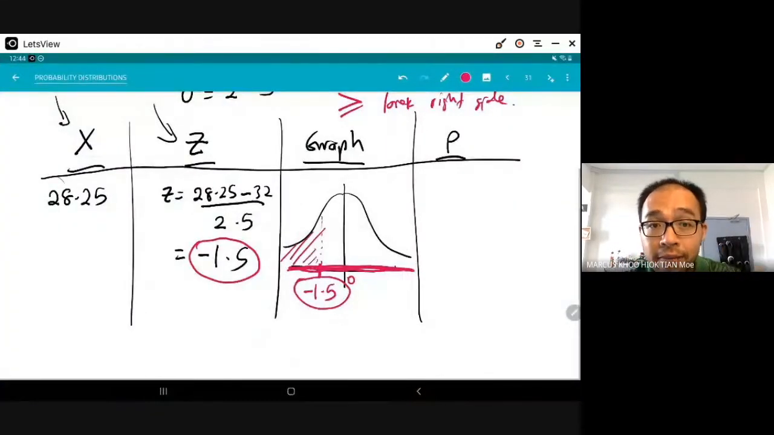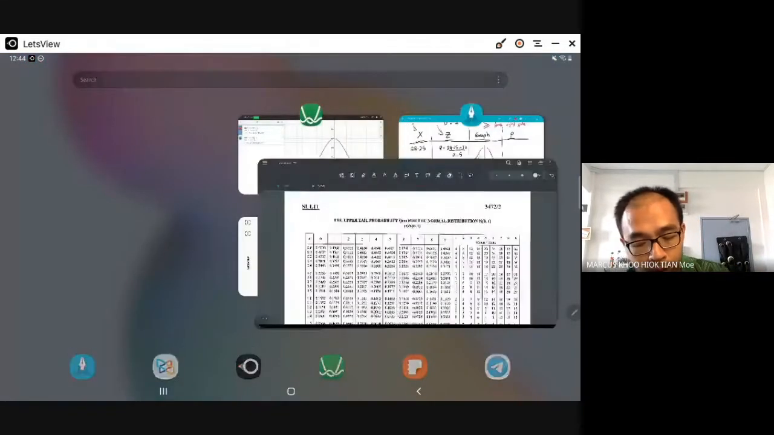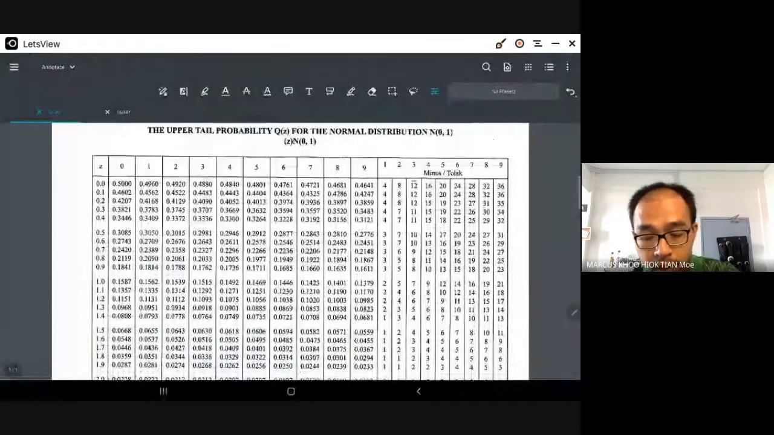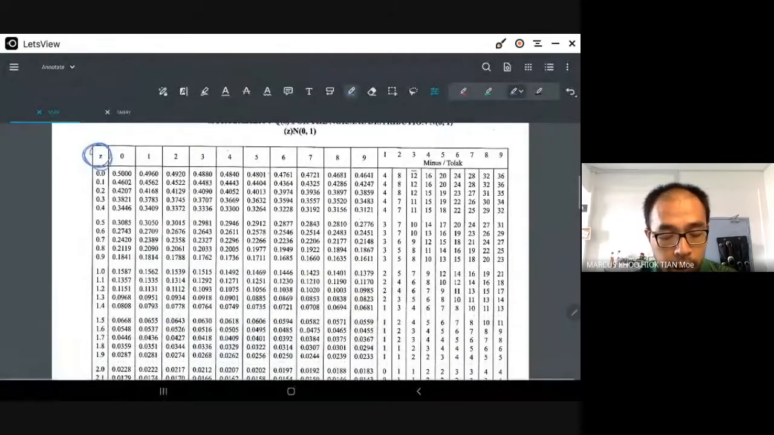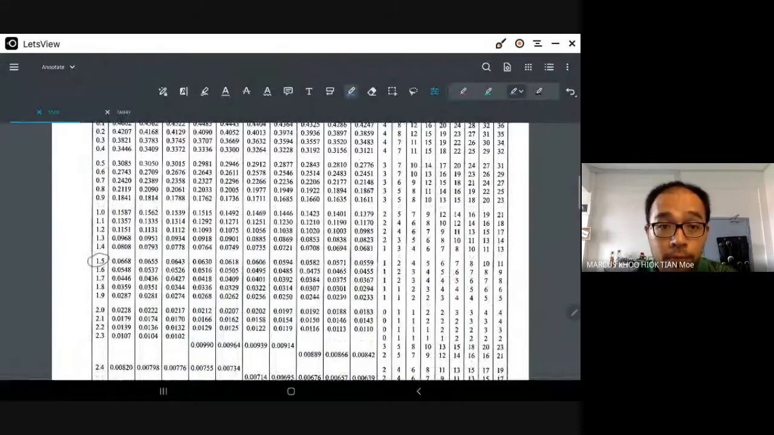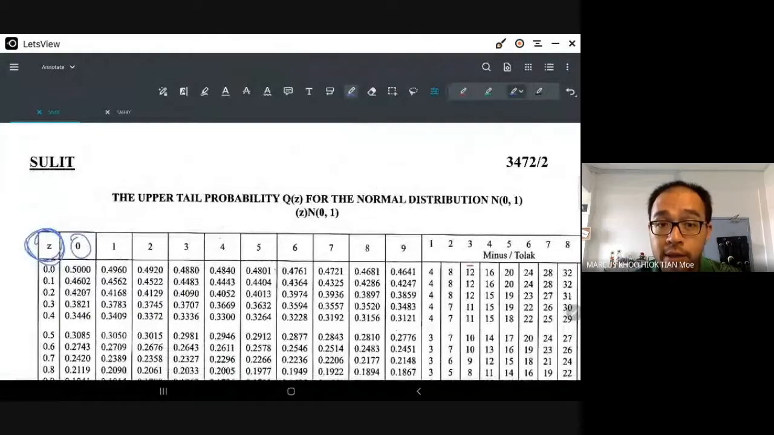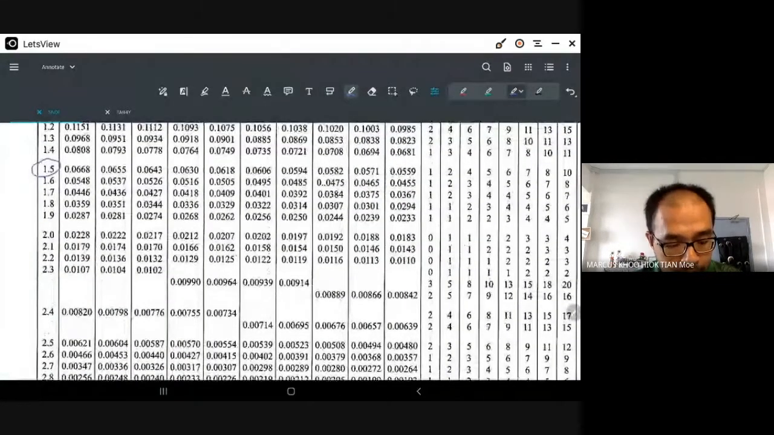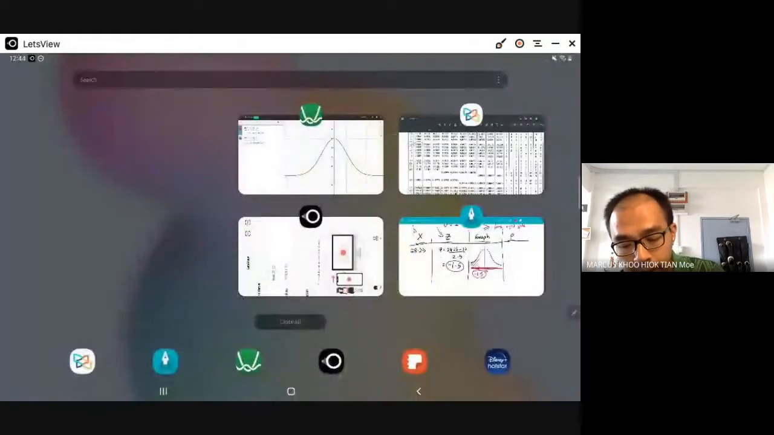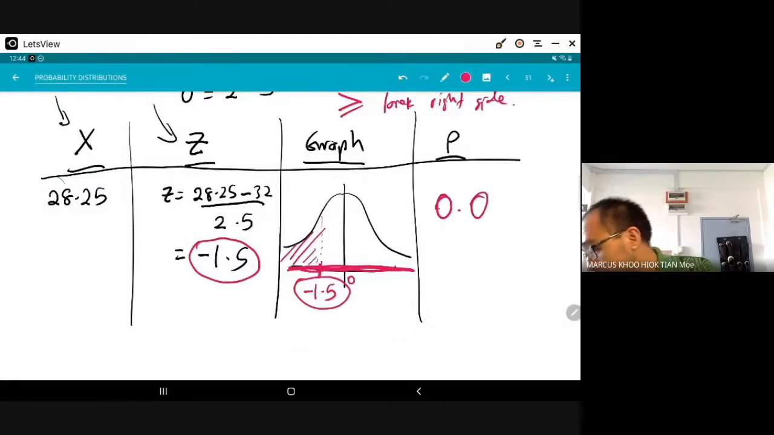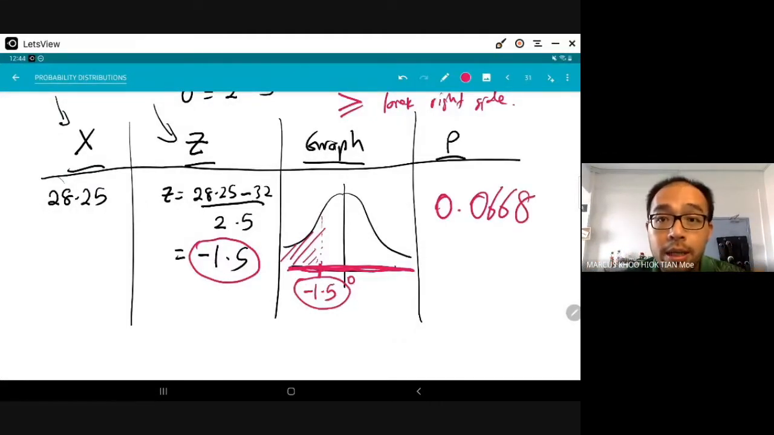Just now our Z value is negative 1.5. So for the reading of negative 1.5, you look at the Z score, then you look at 1.5, which is over here. Since there are no more decimal places, we assume it's 1.50. Therefore, the answer is 0.0668. So my value here is 0.0668, as given in the table.